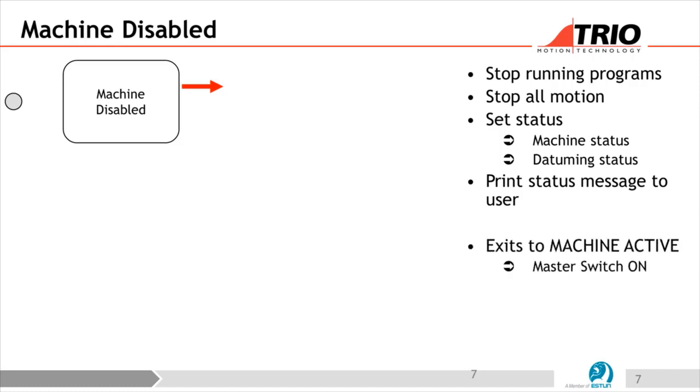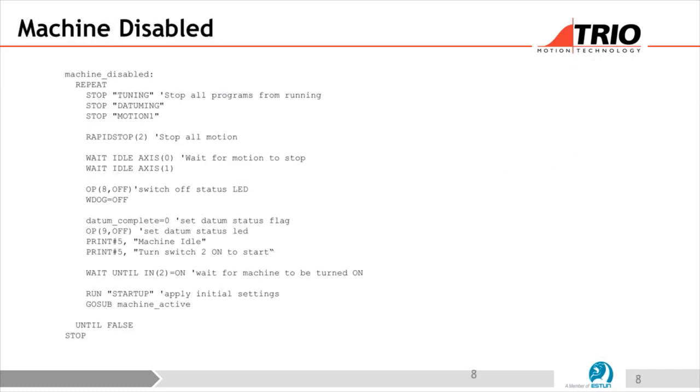Now there's only one exit from this particular box, and that's back to the active state when we turn on the master switch. There's a little program in your sheets which does that. You can see it stops all programs running. There's a rapid stop to stop the motion, it waits for both axes to stop with the wait idle, turns off an output, a status LED, turns off the watchdog, and then goes into this bit to wait until input 2 is on. When you turn input 2 on, that enables the machine to the next level. It runs the startup to set up your axes, and then goes to the active state with the go sub.